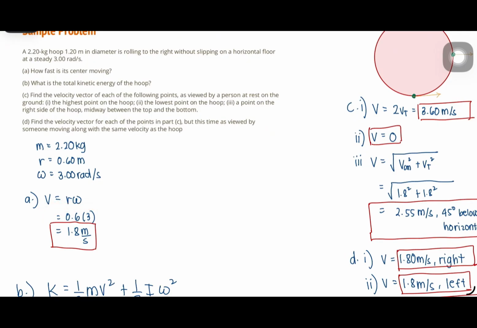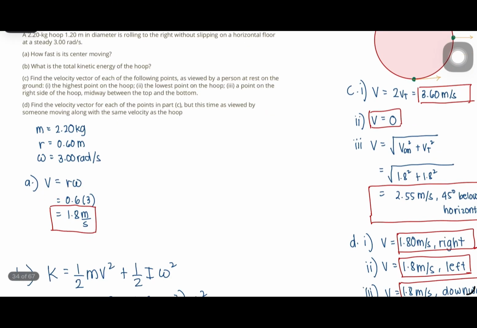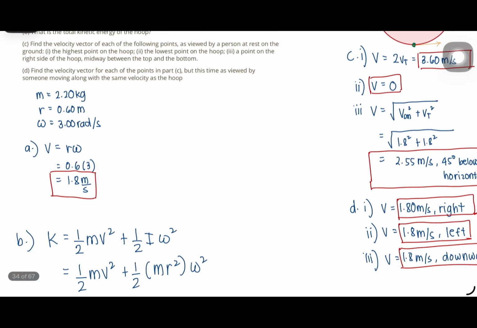Using the formula R times angular speed, nakuha natin is V. V equals 0.6 times 3 equals 1.8 meter per second. So, this is our answer for this item.